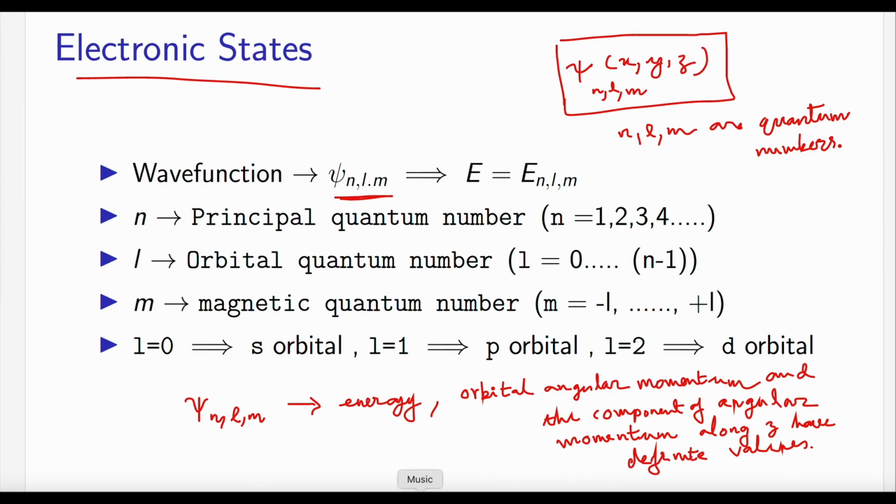So when the electron has this wave function, its energy is definite, its orbital angular momentum is definite, and the component of the angular momentum along the z axis also has a definite value. So all these three things have definite values if the wave function is given by this.